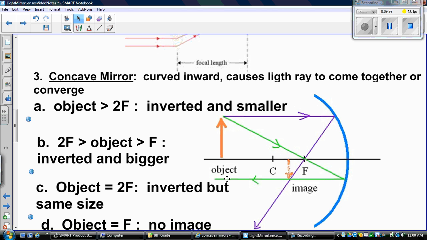Okay, so let's show you how there's different ways that these objects are going to look depending on their distance away from the focal point. So the first one you're going to look at is if an object is greater than twice the length of the focal point. Okay, so twice the length. So if you notice, the object right now is 2 times the focal length past the lens. You will always get an inverted or upside down image, and it will be smaller than the actual object. So let's take a look and see how that works.